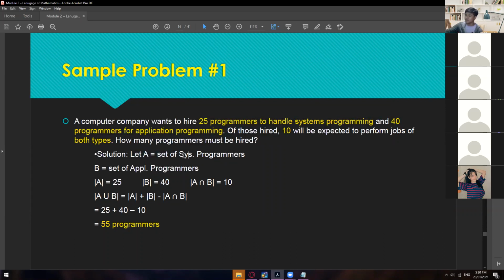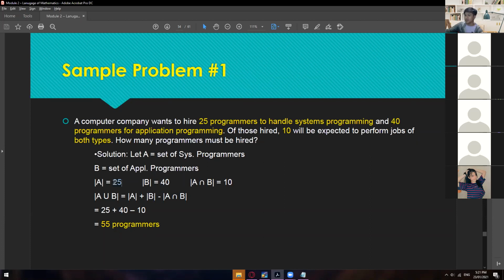Let A be the set of system programmers, and let B be the set of application programmers. Then we have here A intersection B, which is those who will perform both types of job. At the same time, he is a system programmer and an application programmer. So for you to be able to get the total distinct count of programmers, you have to apply theorem number 1. In here, the right side expression is more useful.